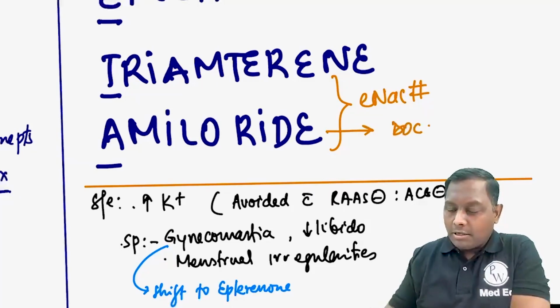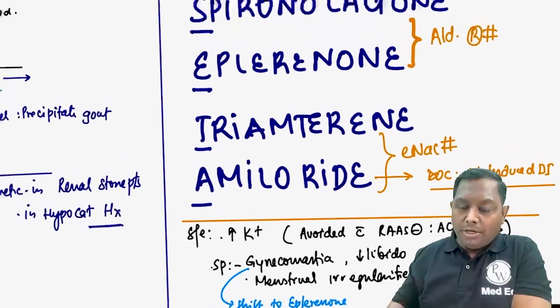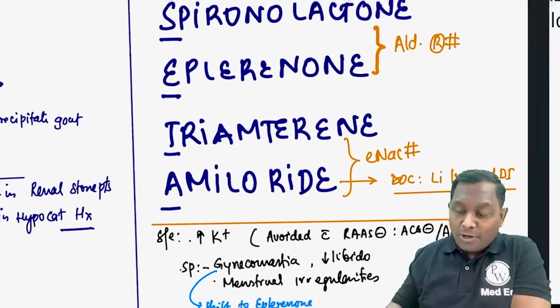Amiloride is considered the drug of choice in a patient with lithium induced diabetes insipidus. One more MCQ that I can squeeze.